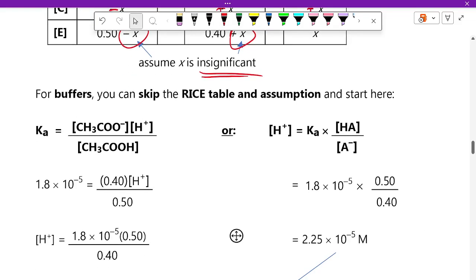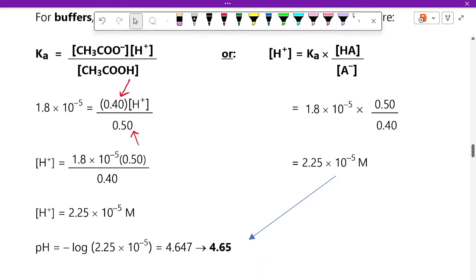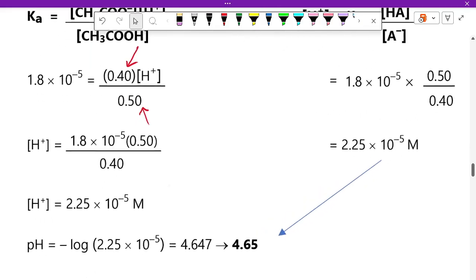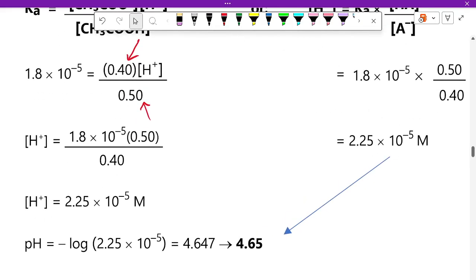And then you would plug in these numbers here, 0.4 and 0.5. And so hydrogen is then equal to that, and you get your hydrogen concentration. And so pH is then equal to 4.65, which you can see is slightly smaller than pH 4.74, which was the equimolar. Yes?